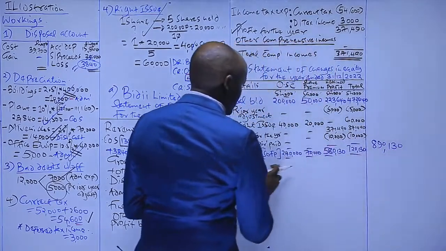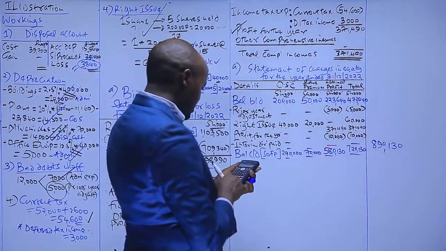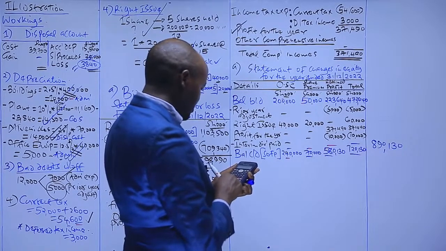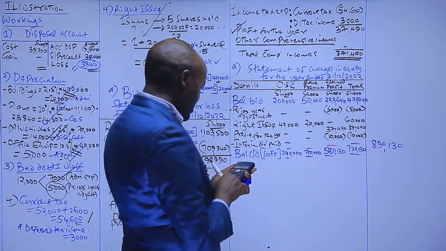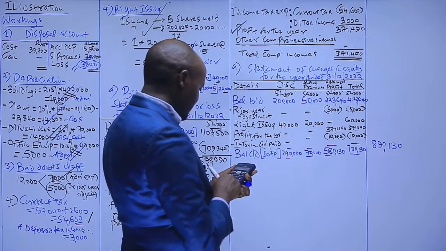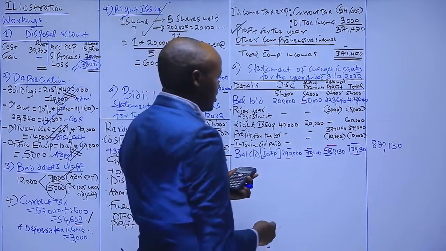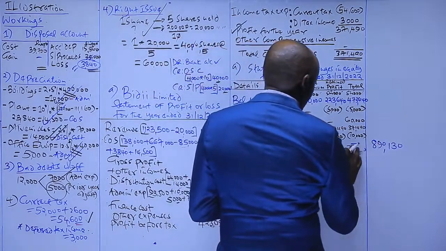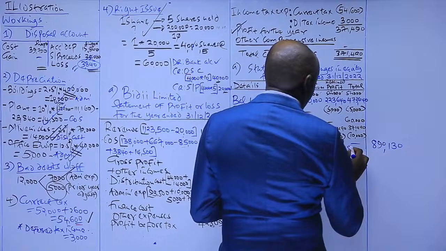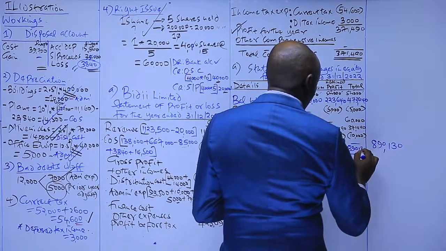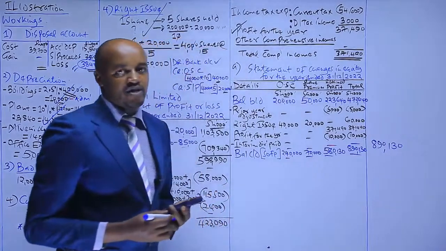So basically we can confirm again. So let's take 240,000 plus 70,000, plus 580,130. Yes, the correct figure should be this one. So that is 890,130. Yes. So basically that is our statement of what?